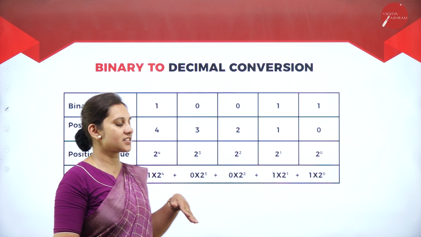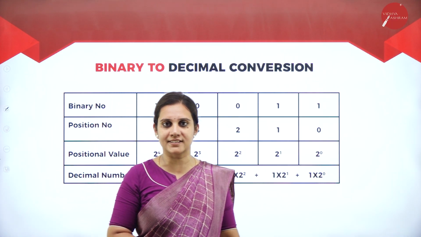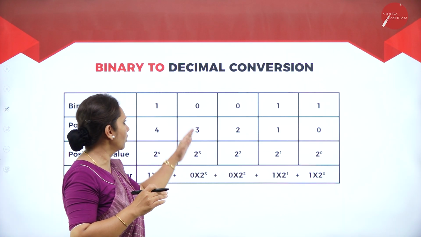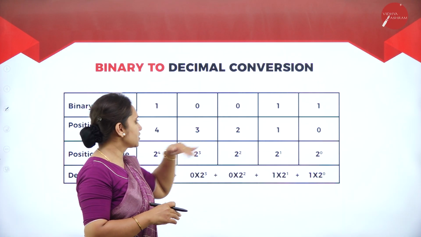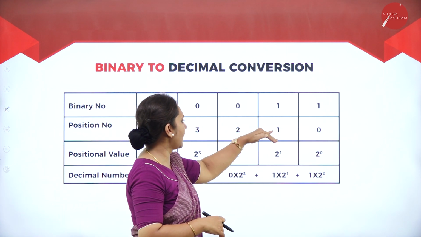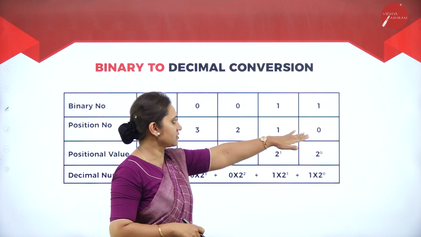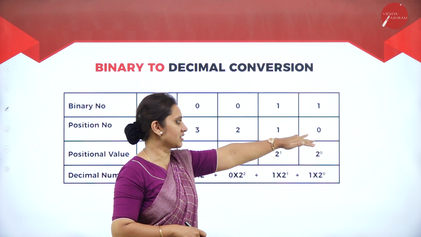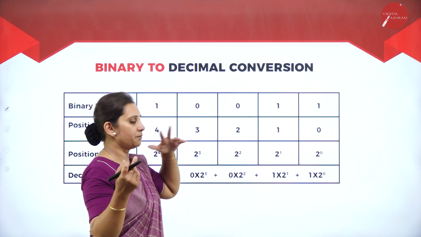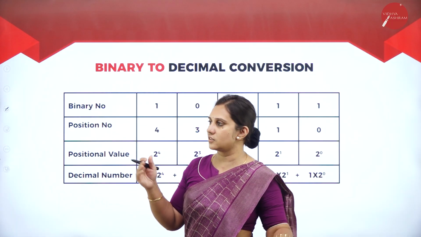Now let us understand how to convert from binary to decimal with an example. Here I have taken the binary number 10011. Let us see the position of the numbers: ones, tens, hundreds, thousands and ten-thousands. The ones place is always position 0, which we call the unit. The tens place is 1, the hundreds place is 2, thousands is 3 and ten-thousands is 4.